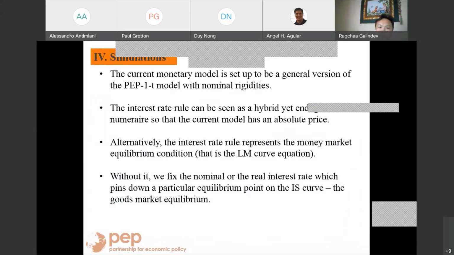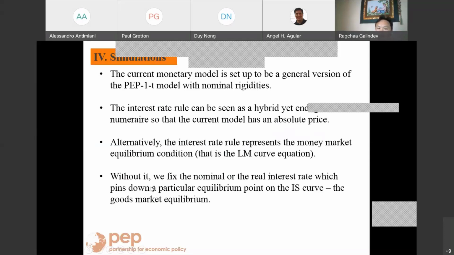So once we have proved that the real model can be considered as a special case of the general monetary model with nominal rigidities, we are going to say that the interest rate can be seen as a hybrid yet endogenous numeraire. The current model has absolute prices, so we can talk about inflation in this case. Alternatively, the interest rate rule represents the money market equilibrium condition, which is the LM curve. The interest rate is basically the LM curve.